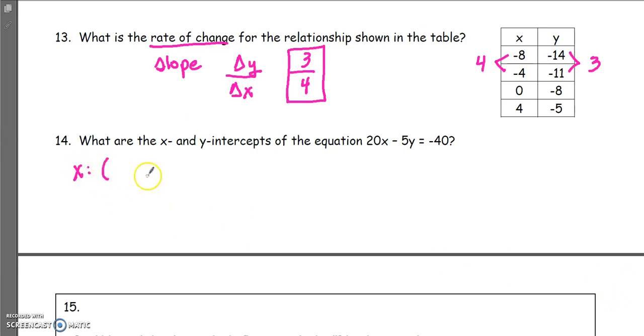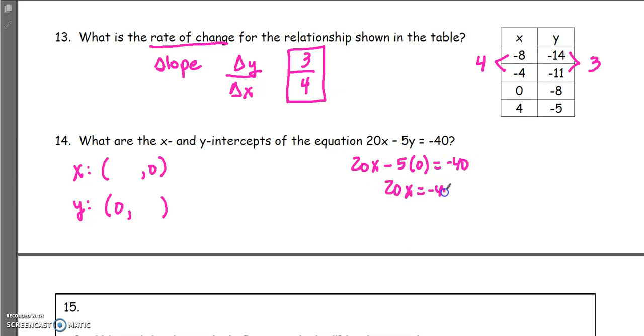So remember, for the x-intercept, my y value is always 0, and for the y-intercept, my x value is always 0. So if I'm trying to figure out the x, I'm going to replace my y with 0, and then solve for the x. That means I will have 20x equals negative 40. If I divide by 20 on both sides, x is going to equal negative 2. So we have negative 2, 0.